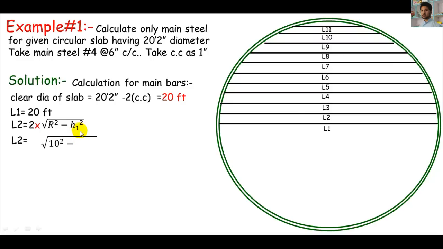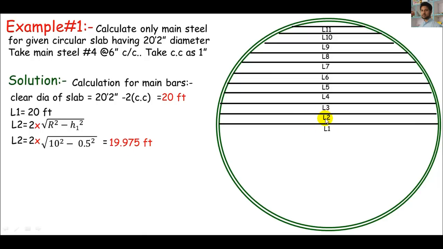What's H1? It is just the distance between L1 and L2. We are informed to take 6 inch center to center, which means this is just 0.5 feet. So it's 0.5 square. This will give you the half length of L2. We'll multiply this by 2 for the overall length. Do a little mathematics and you must get 19.975, which is less than L1, and it's quite simple.